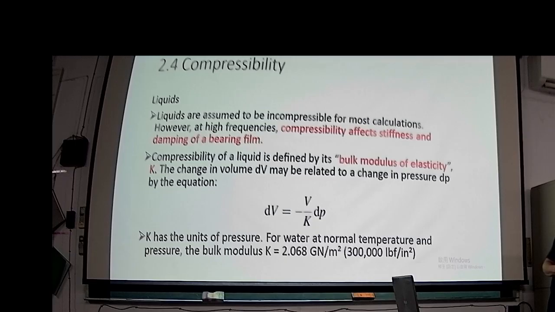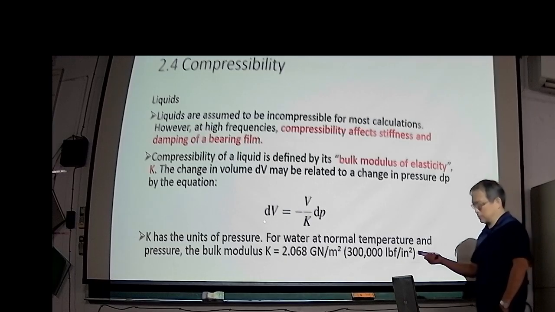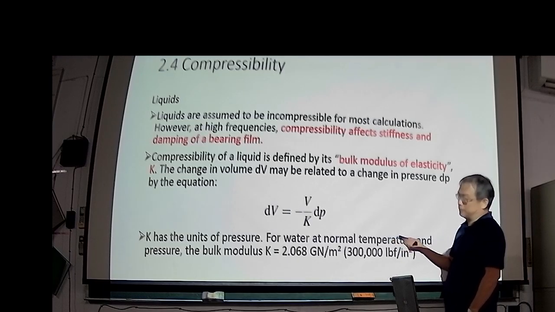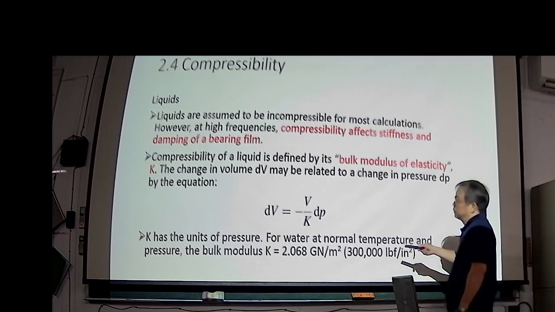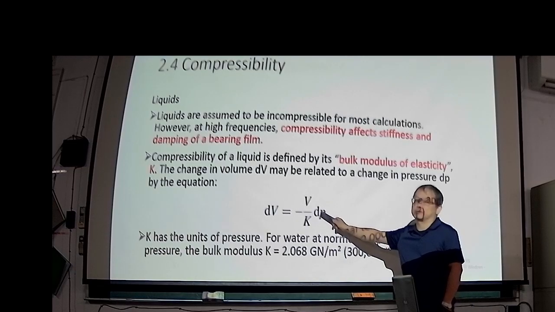So to judge the compressibility of the liquid, we are using the bulk modulus K. V is the volume of the lubricant. So the deviation of the lubricant volume equals V divided by K times dP, where K is the bulk modulus of the system, and dP is the change of the pressure.